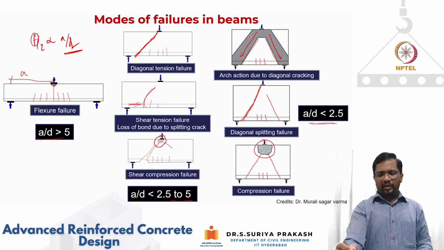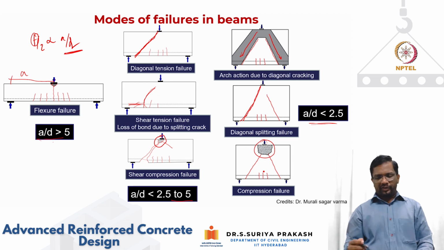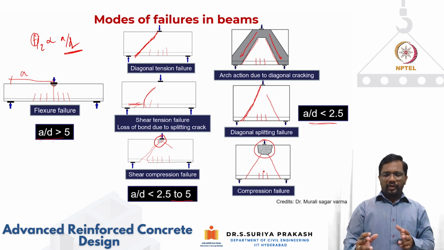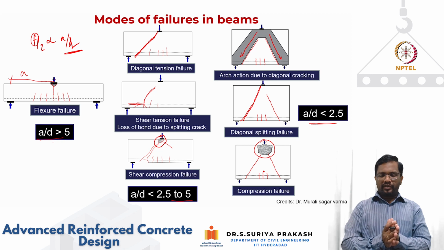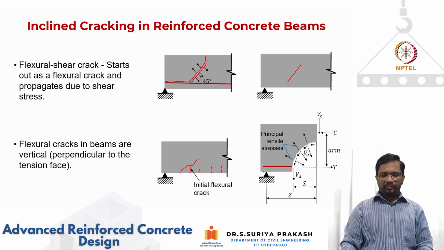First, you generate arch action, then the arch can finally fail through this diagonal cracking, or you can have a diagonal splitting failure mode, or you can have a compression failure. So all these failure modes are possible in shear. Shear is quite complex compared to that of flexure. It is a function of the load, and also a function of what kind of sectional details are there in your section. The failure mode depends upon a lot of factors.